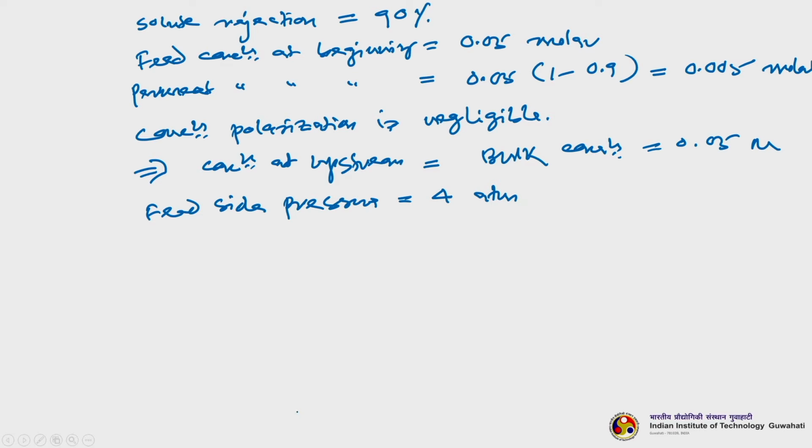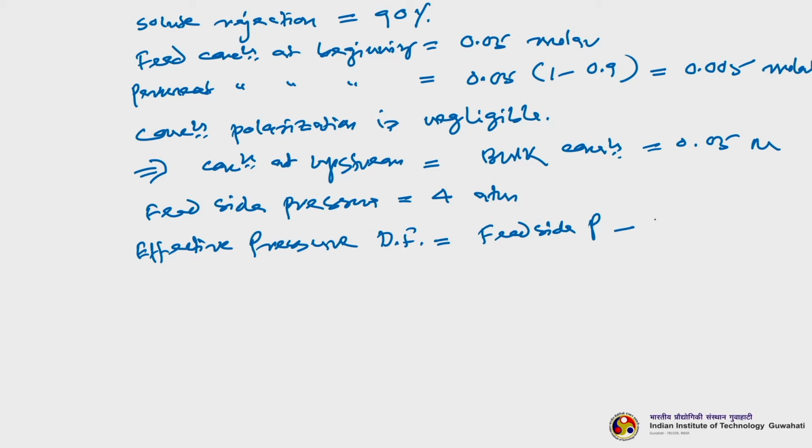So, you have to calculate the effective pressure. Effective pressure driving force is nothing but feed side pressure minus osmotic pressure. So, this is actually your pressure driving force. Now we have to calculate the osmotic pressure. Osmotic pressure can be calculated as delta pi equals R T delta C. This you know, last class also we have discussed. R is your gas constant, T is your temperature and delta C is your concentration difference.